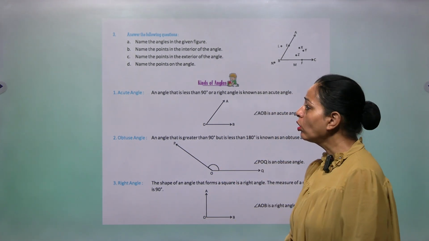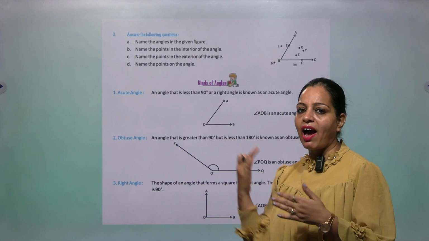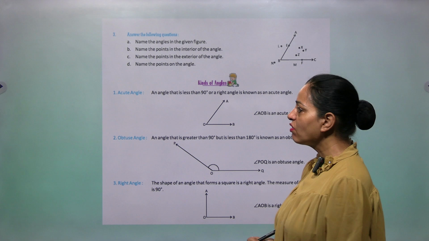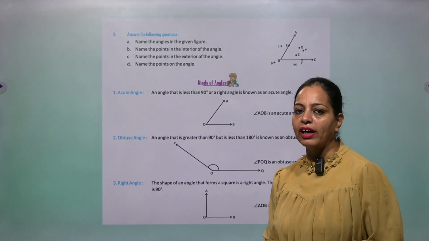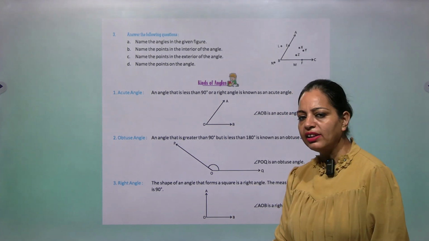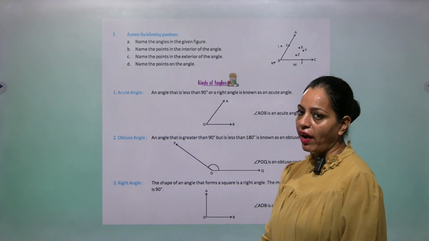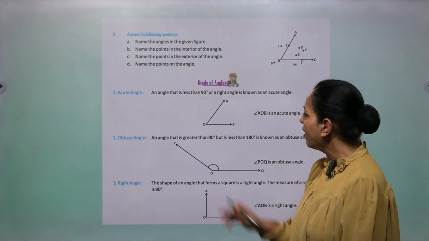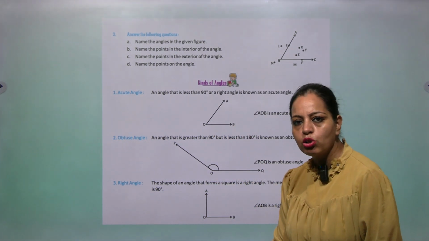Now I am telling you about kinds of angle, means types of angle. अब angle कौन-कौन से type के हैं? The first one is acute angle. Acute angle means which is less than 90 degree. So an angle that is less than 90 degree or a right angle is known as an acute angle. Like this here, AOB is an acute angle.